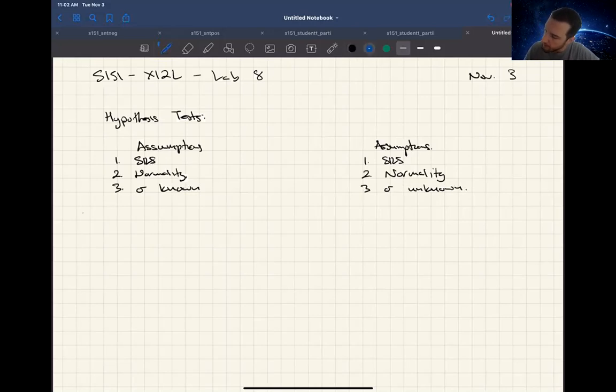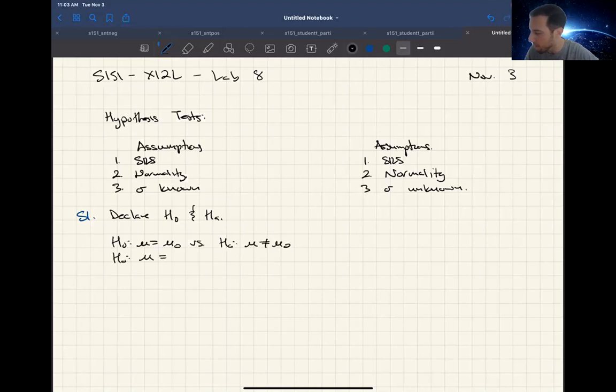All right, when I teach hypothesis tests, I do it using a 6-step approach. On the first step, we have to declare H0 and HA. We can have 3 different declarations here. We can have H0: mu equals some value versus HA: mu different from some value. We can have H0: mu equal to some value versus HA: mu greater than some value. And then we can have H0: mu equals some value versus HA: mu less than some value.